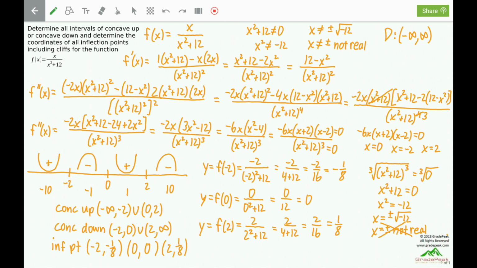So we have 2 intervals of concave up, 2 intervals of concave down, and a total of 3 inflection points, one at negative 2 comma negative 1 over 8, one at the origin 0 comma 0, and one at positive 2 comma positive 1 over 8.